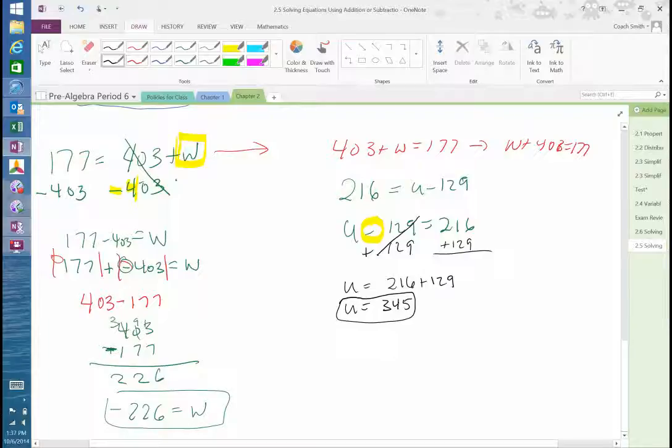See, that's the problem. You've got to look and make sure, and this is how we've got to look at it: u minus 129 minus 129 equals 216 minus 129. That's what you're saying, right?